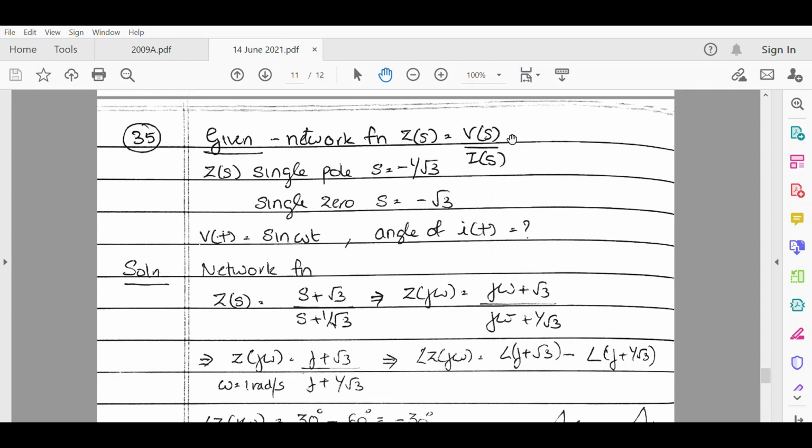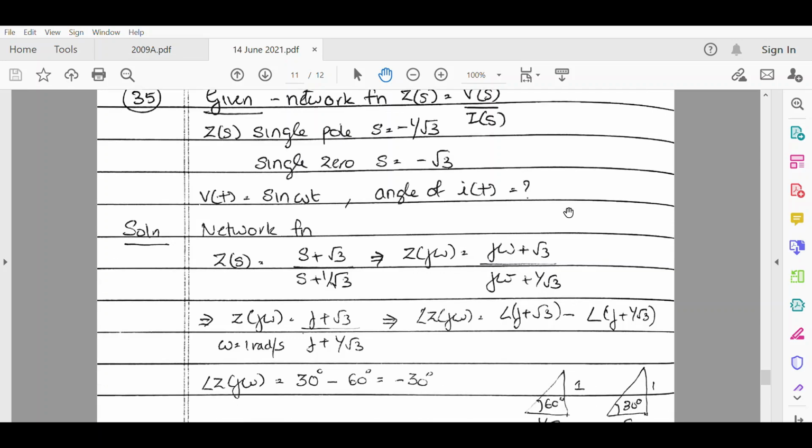Now the given data is the network transfer function Z of S, and Z of S has a single pole at S equal to minus 1 divided by root 3 and a single zero at S equal to minus root 3. Now the excitation has been given as V of t is equal to sin omega t with omega equal to 1 radians per second, and we are required to find the angle of I of t.